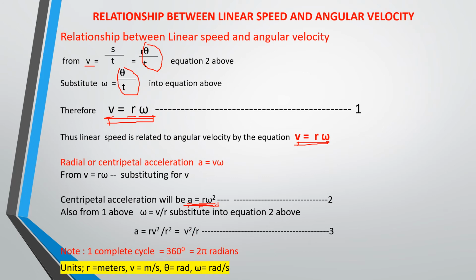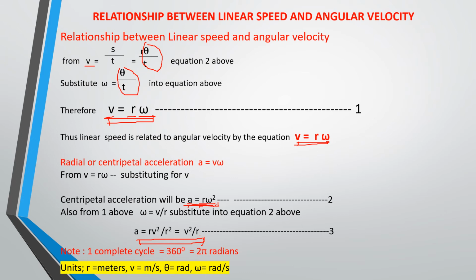So you need to take note of these formulas, because depending on the equation that you are given, you now know which of the formulas to use. So centripetal acceleration is given to you to be v squared, that is linear velocity squared, all over radius, or it is also given to you to be radius times angular velocity squared.